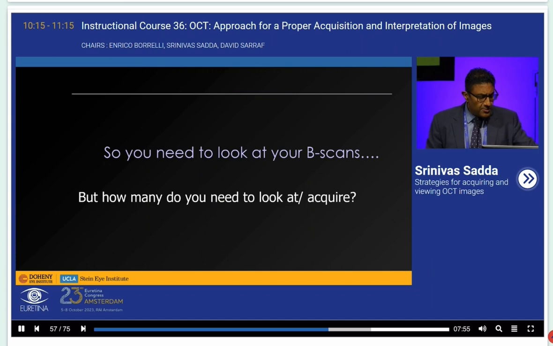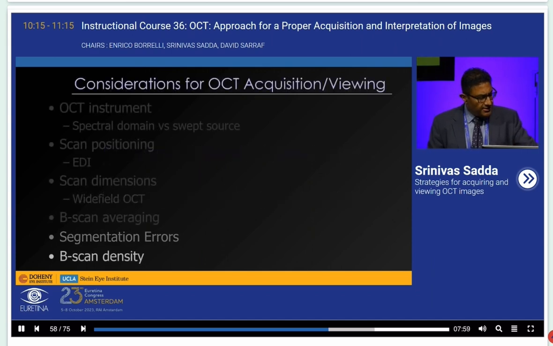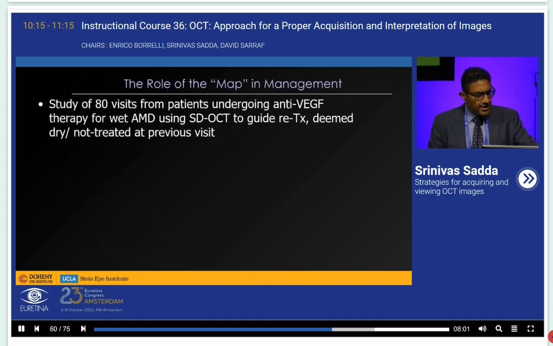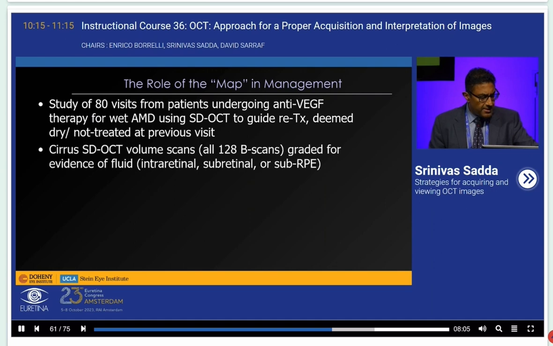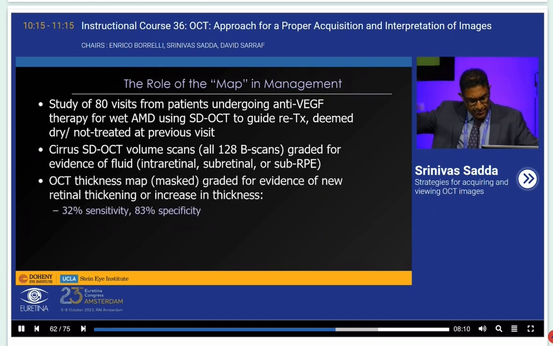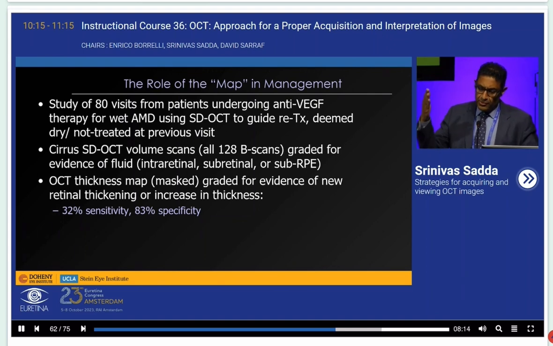So you need to look at your B scans, and so how many do you actually need to look at and acquire? We've studied this systematically. We did an initial study where we looked at patients who were undergoing anti-VEGF therapy for neovascular AMD, and we looked for the presence of fluid by looking at every B scan within a 128 B scan volume. And then we said, what if you just looked at the map and you were looking to see was there new fluid that appeared by just looking at the map? We found that this was not very sensitive for detecting the presence of new fluid.